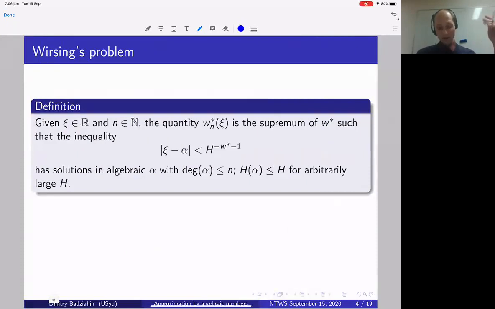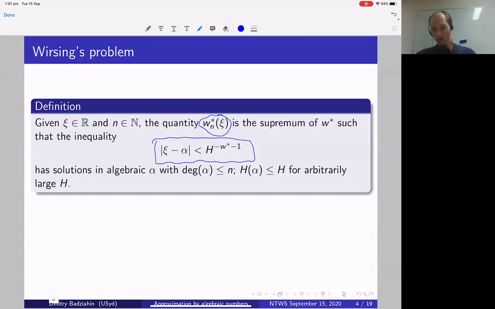Let's define the first exponent for today, the quantity w_n star of psi, which is the supremum of all positive numbers w star such that the following inequality, psi minus alpha is less than H to the power minus w star minus 1, has solutions in algebraic numbers alpha of bounded degree, degree at most n, and bounded height, H of alpha at most H, for arbitrarily large values of H. So it should not necessarily have solutions for all large values of H, but it should have solutions for a sequence of H which tends to infinity.